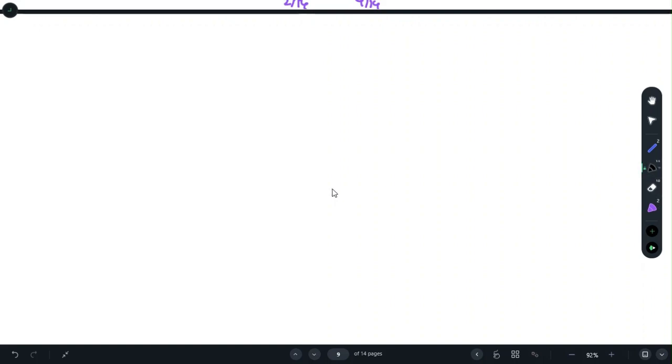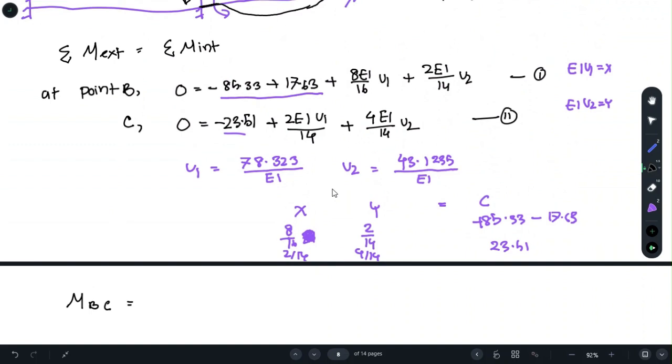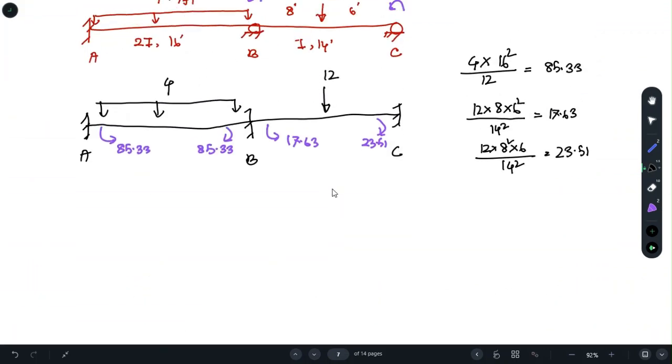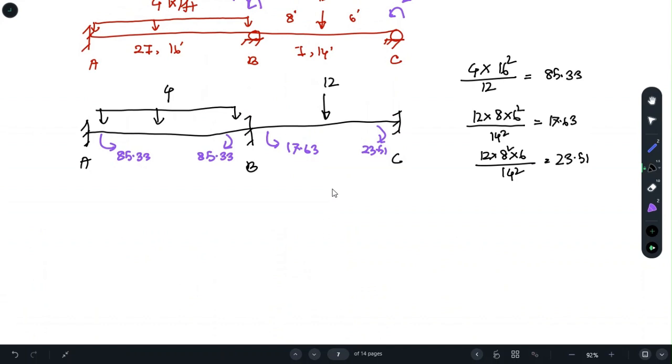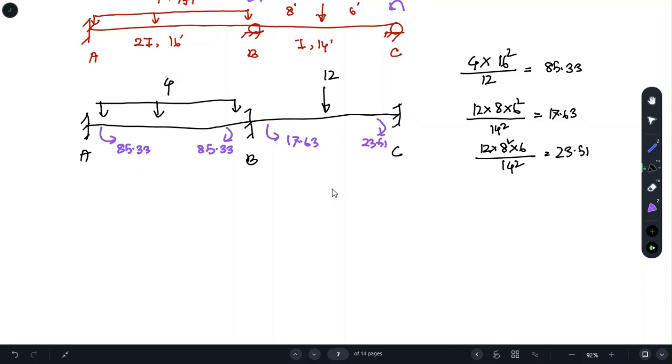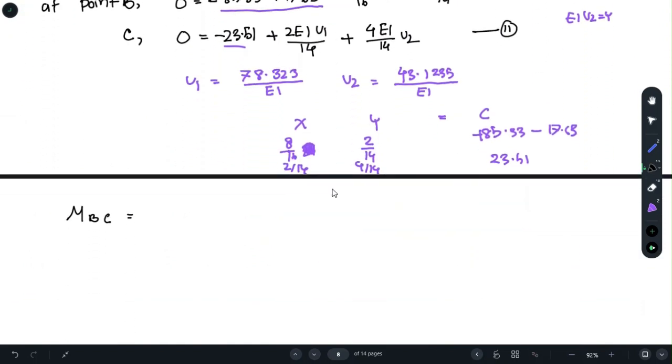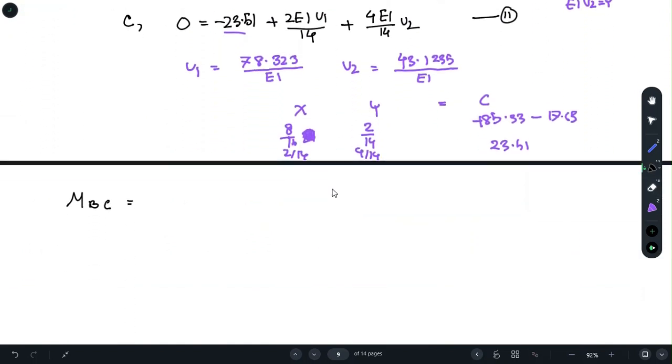After getting the dokis, we'll find the values of the moments. Say we want to find the moment at point B in the direction of C. For that, we'll superimpose our moments. At point B, in the direction of C, we have the moment 17.63, which is anticlockwise, hence positive.